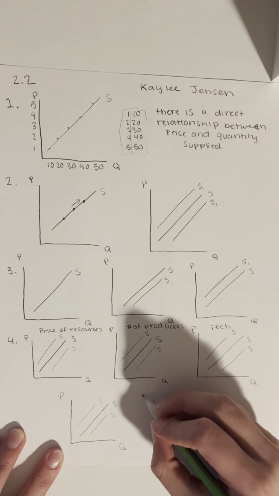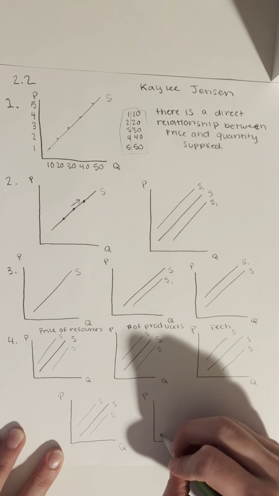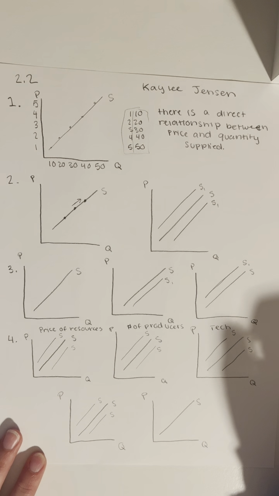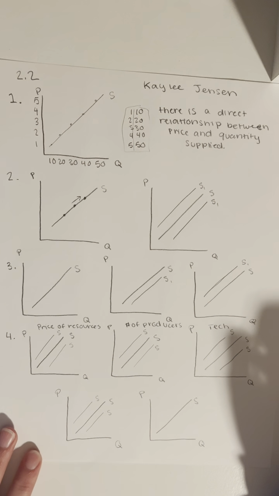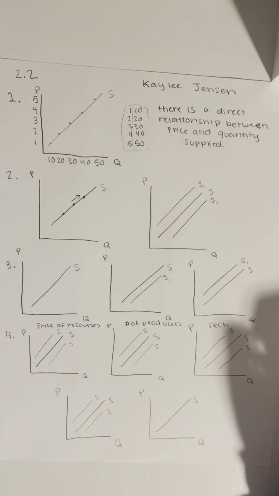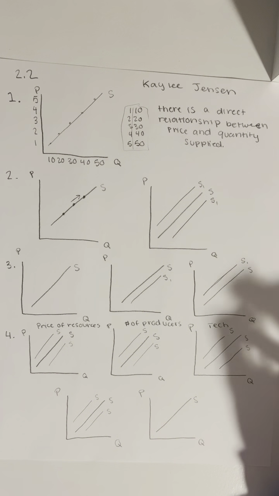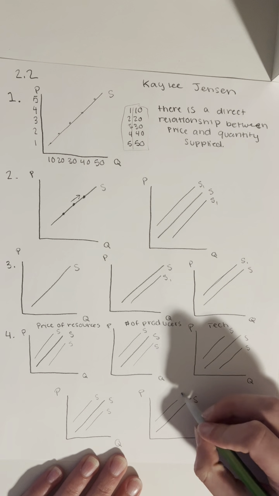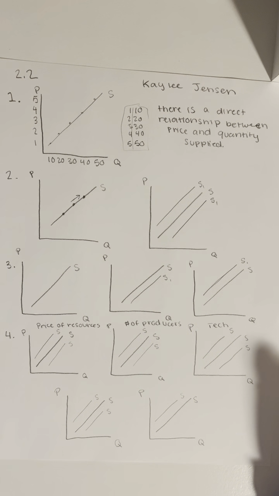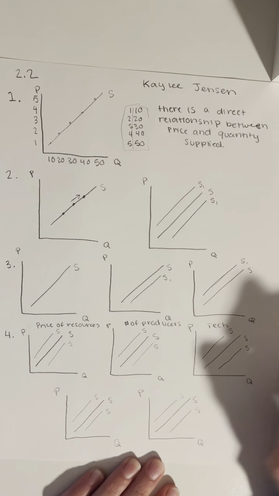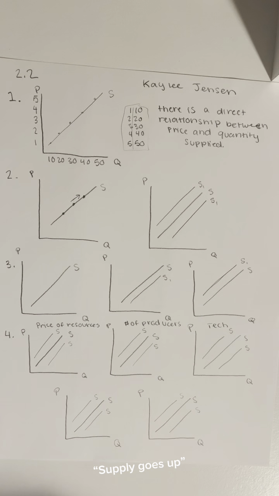And then our last one, we have expectations. So if a company thinks that they will earn more later on, then they can hold their supply and wait until they believe they can make more. But if they make more, their supply goes up. And that's all for 2.2.